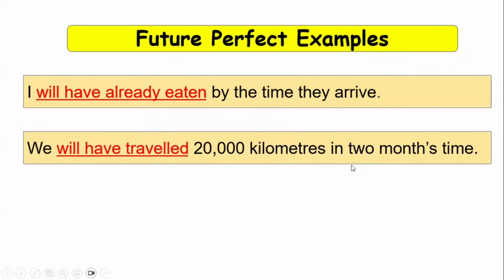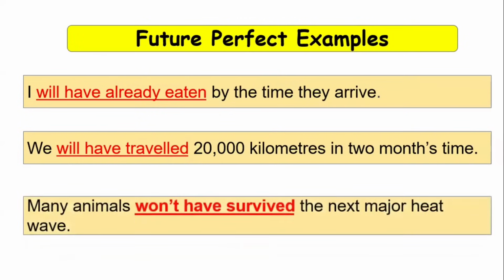This is also another expression which may be an indication of the future perfect tense. يعني في خلال شهرين هكون أنا سافرت مسافة أو قطعت مسافة 20,000 كيلومتر في خلال شهرين. It means before the 2-month time is finished, this will be accomplished for sure. Okay. Many animals won't have survived the next major heat. Won't means will not. يعني لن يكونوا أو يعني سوف يكونوا ماتوا أو هلكوا قبل موجة الحر القادمة.